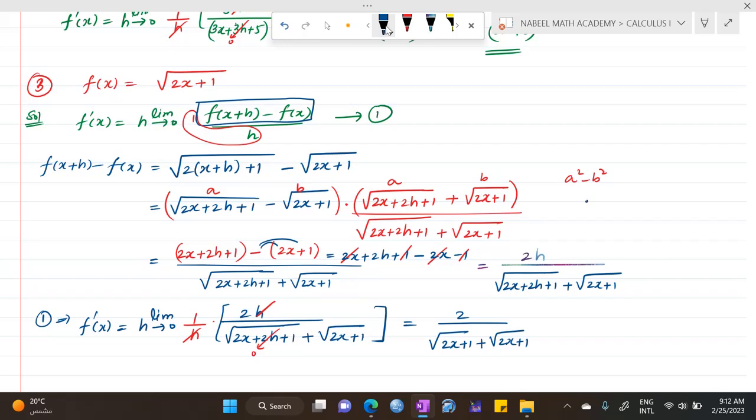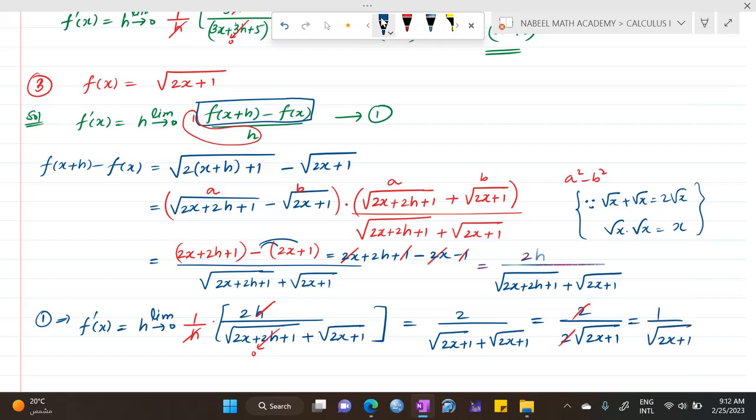And by the way, if you have root x plus root x, which is equal to 2 root x, and if you have root x into root x, which is equal to x. So this is the simple multiplication and division of two same, identical terms. So you will get 2 over, it is plus, therefore you will get 2 times root of 2x plus 1. Now what cancels again? The 2 with the 2. Now the final answer is 1 over square root of 2x plus 1.